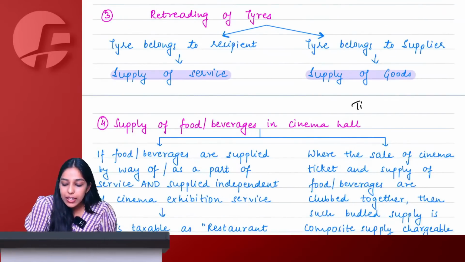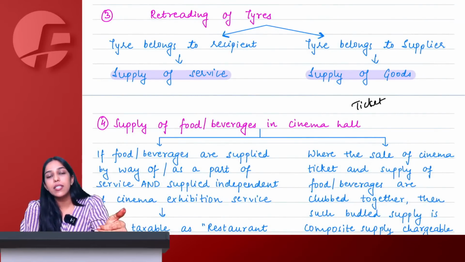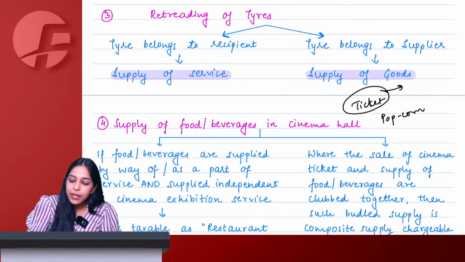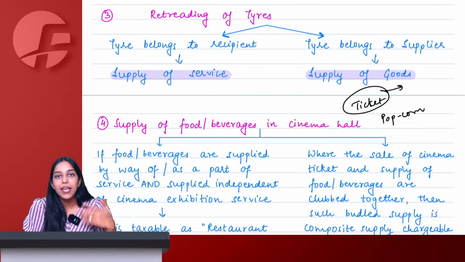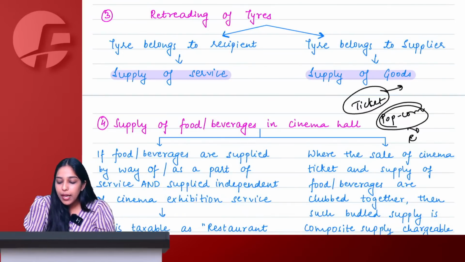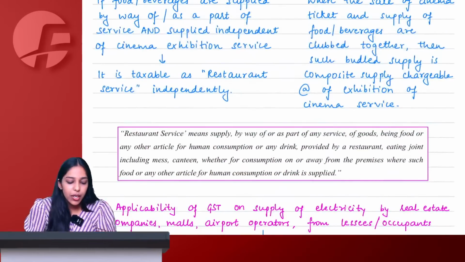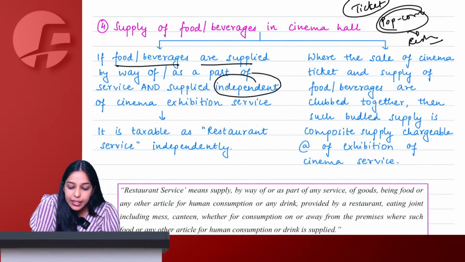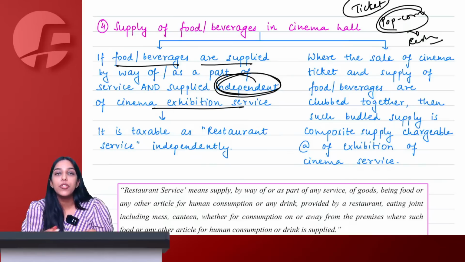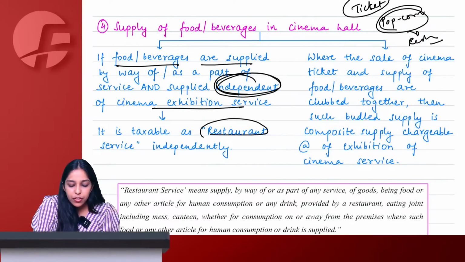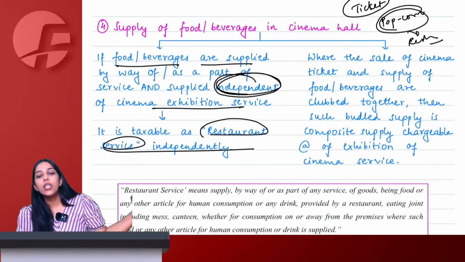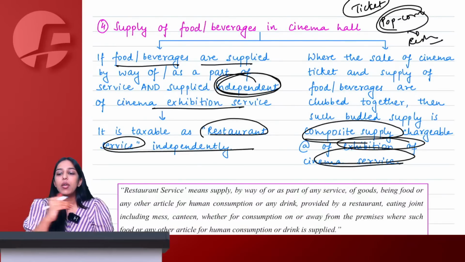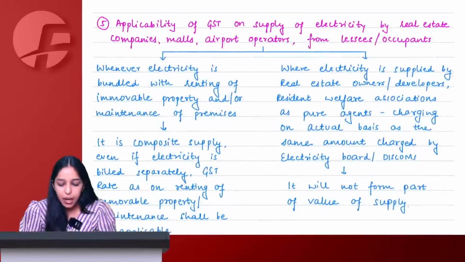But if I purchase a ticket separately and then I enter the cinema hall and then I purchase popcorn separately, then of course the ticket will be taxable at its individual rate of movie cinema exhibition service, and popcorn will be taxable at the rate of restaurant normally. So we are saying if food or beverages are supplied as a part of service and they are independent of the cinema exhibition, not supplied as a combo together, then of course food and beverages will be taxed as restaurants separately. But if they are all combined with the movie ticket only, then it becomes a composite supply and the movie ticket rate will become applicable to the entire supply.